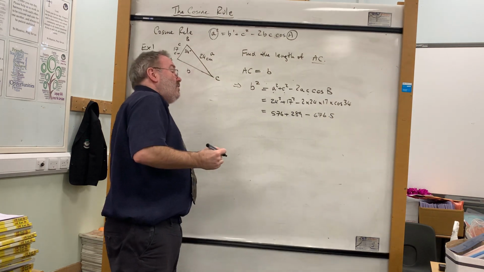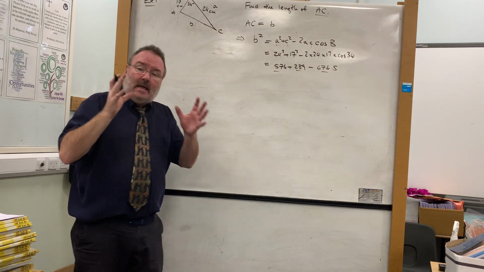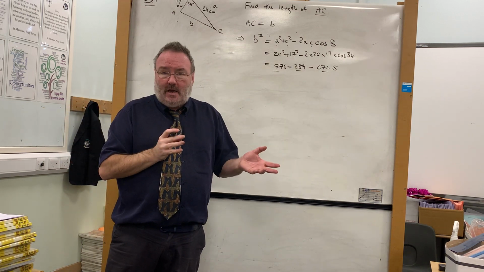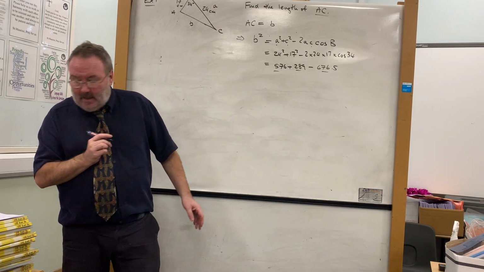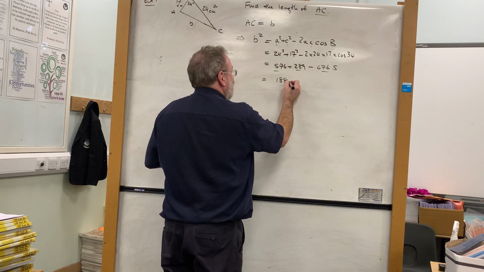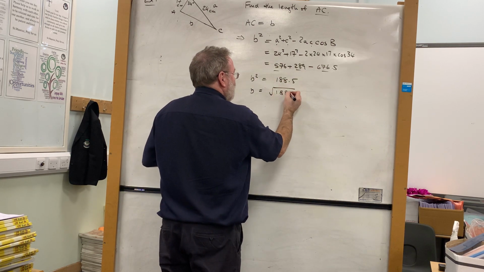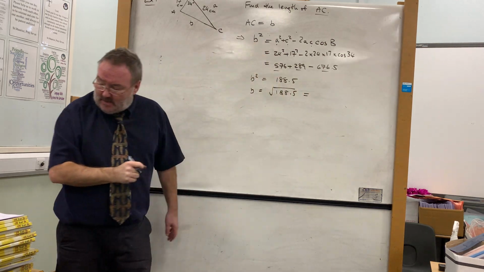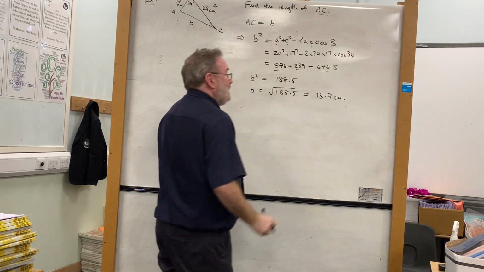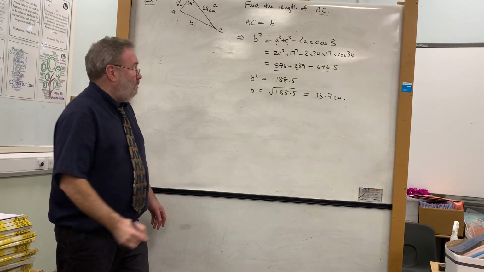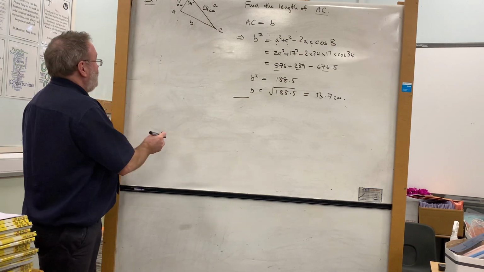So that will give us 576 plus 289 minus 676.5. Now again, do the calculation, make sure you're getting those answers. You have three separate numbers, it breaks down easily. Don't try and do the whole thing in your calculator, that's just asking for trouble. So we do that, and that gives us 188.5. Now, of course, the final step of the cosine rule is that we take the square root, because this was b squared, so therefore we will end up with 13.7 centimetres. Simple.